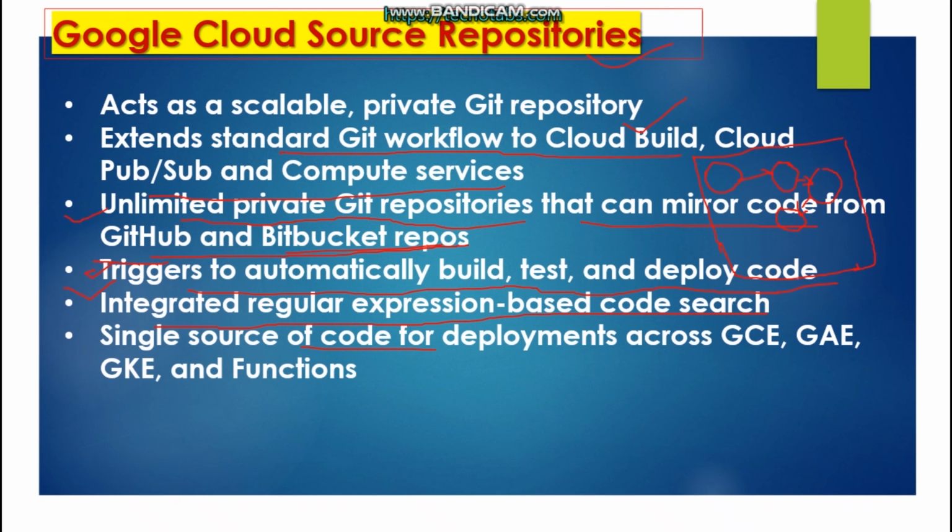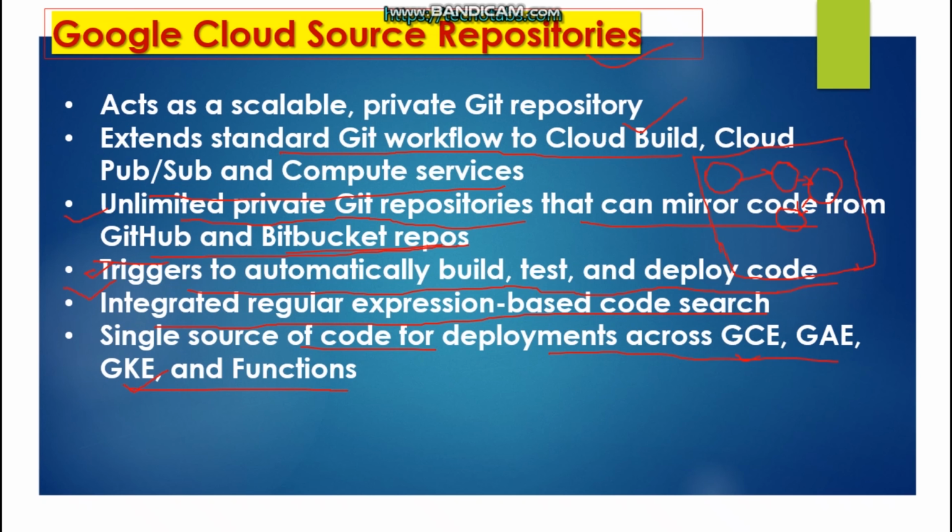It's a single source of code for deployment across GCE, GAE, GKE, and Google Cloud Functions. So if you are using this cloud source repository, you can deploy your code anywhere in the GCP cloud. It may be Compute Engine or App Engine or Kubernetes Engine or Cloud Functions.